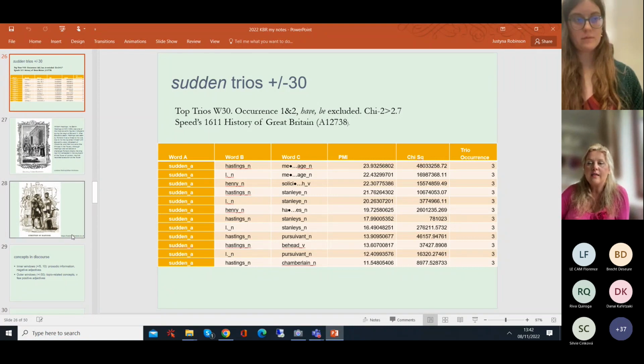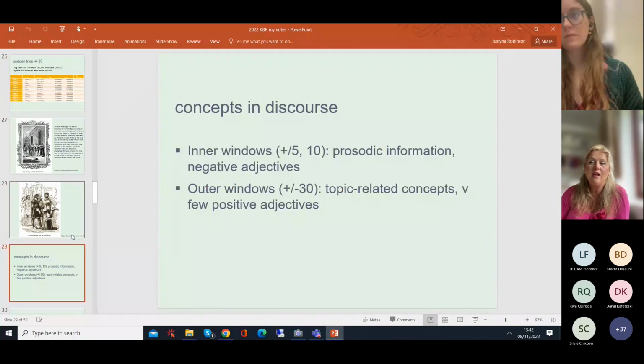So when I was exploring those concepts a little bit further, I won't bore you with the individual steps in the analysis. But for instance, I found a lot of information about what conceptual information is presented in discourse at different levels. In the smaller windows around sudden, there was a lot of prosodic information and a lot of negative adjectives, but the outer windows didn't have many adjectives. If anything, they were a little more positive, and the topic-related concepts were living a little further out.